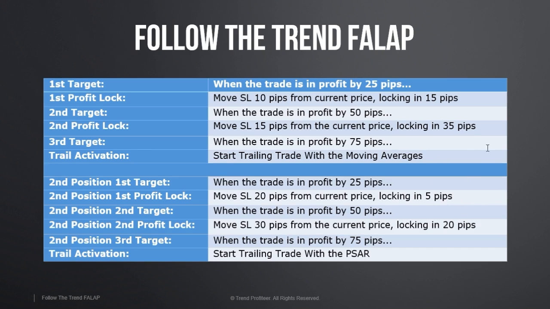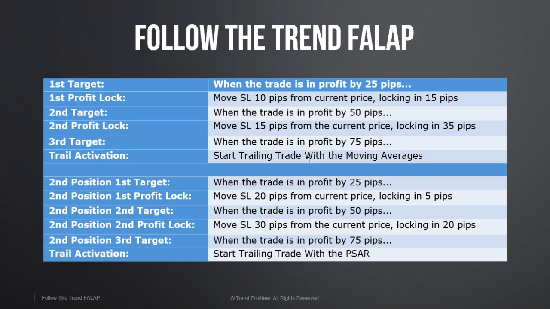So if you were trading just one position, you could choose either or customize it to what you feel is appropriate. When the trade is in profit by 50 pips, move stop loss 15 pips from the current price, thereby locking in 35 pips. That's on your first position. And on your second position, when it hits the same target of 50 pips, move your stop loss 30 pips from the current price, locking in 20 pips. So you've got 35 pips locked in on your first position, 20 pips locked on your second position.